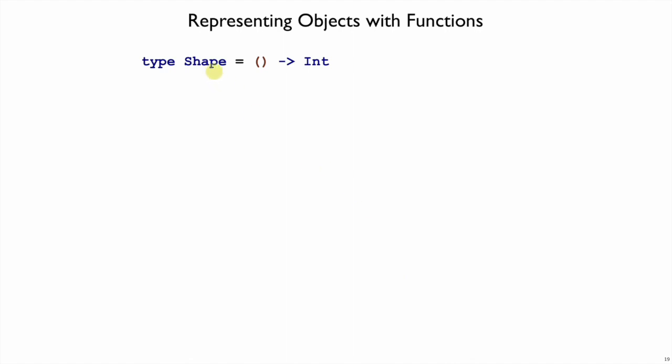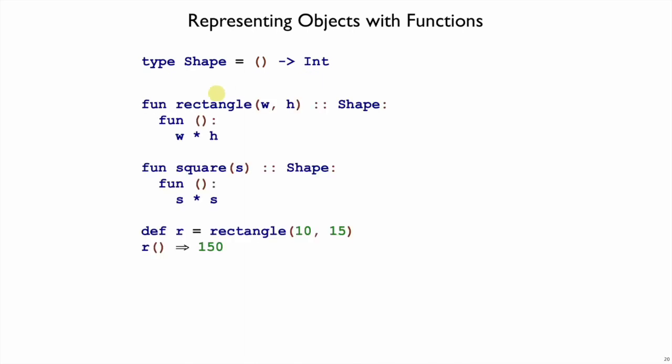We can represent a shape then as a function that, when you call it, gives back an integer, that is, gives back the area of the shape. And if we use this encoding, we can define rectangle and square as constructors that take some arguments and give you back a shape. That means what they give you back is a function that takes no arguments and returns an area. So a rectangle takes a width and a height and returns a function that multiplies those two numbers, while square takes just one number and gives you back a function that multiplies that number by itself. In either case, we have a shape.